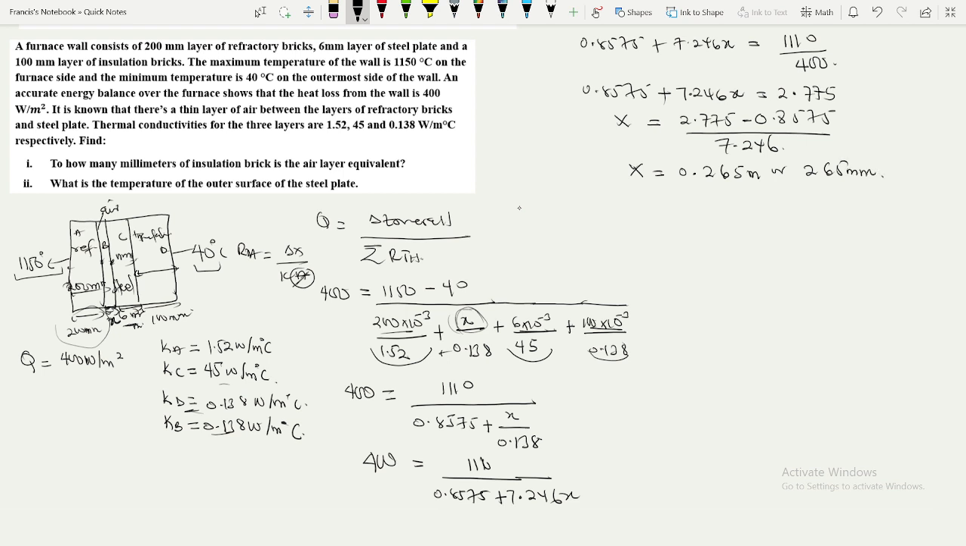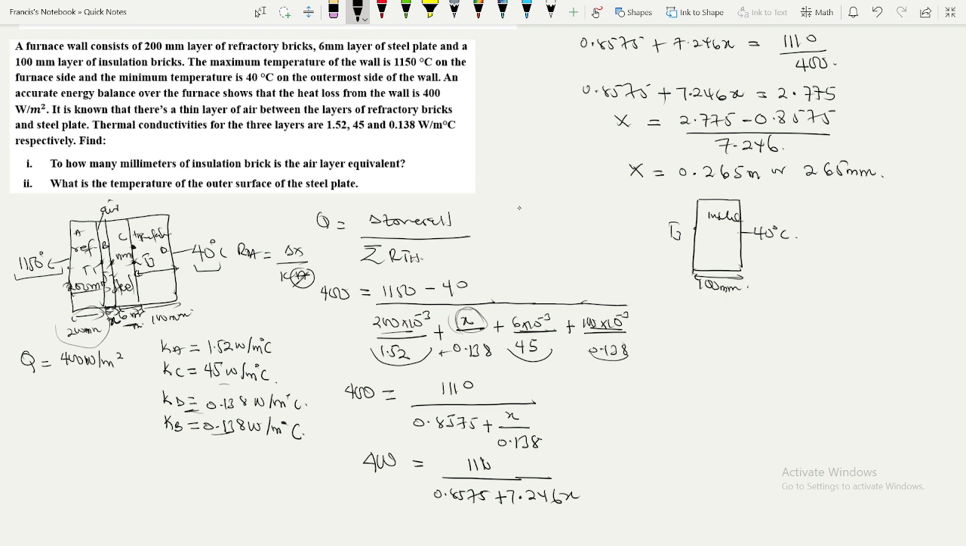So now we come to our next question, which is what is the temperature of the outer surface of the steel plate? These are steel plates. So the outer surface is here. So let's call here T1, T2. Let's call here T3. So now we can just take this portion, because we need T3. And then here is 40 degrees Celsius. And now this thickness is our insulation, so it has a thickness of 100 millimeters.